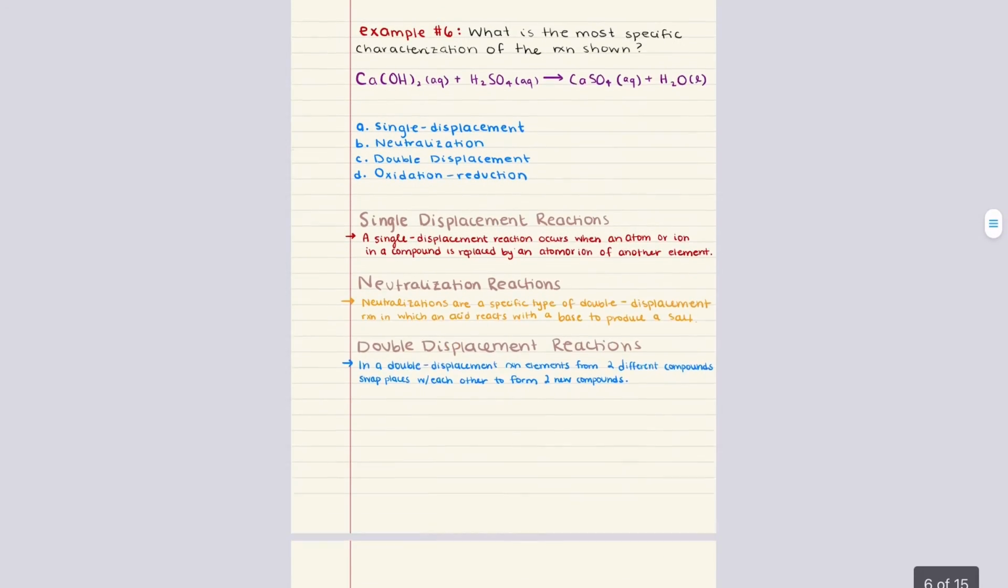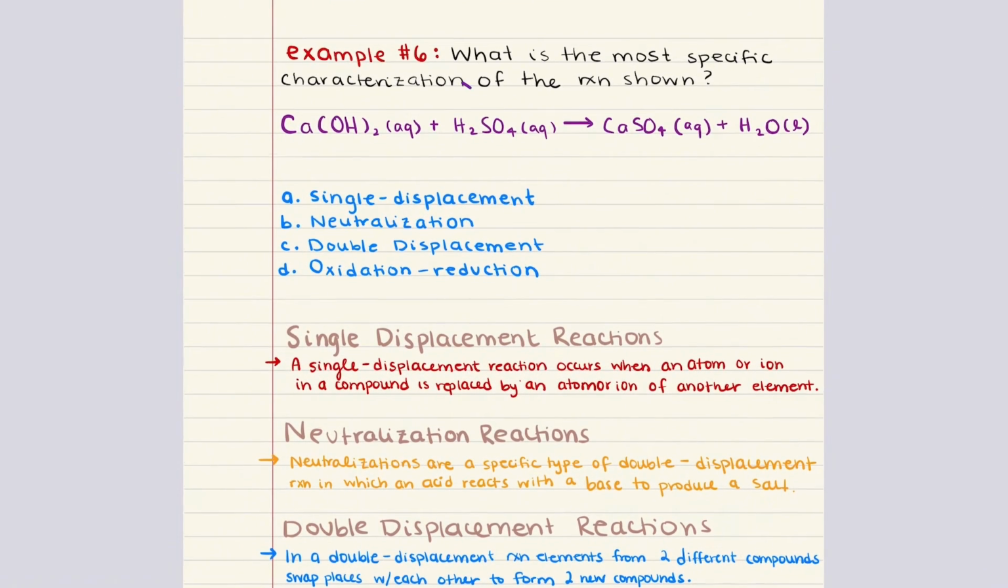Let's move on to problem 6. Problem 6 asks, what is the most specific characterization of the reaction shown? We have calcium hydroxide reacting with sulfuric acid to give us calcium sulfate and water. So what we're seeing here is a base reacting with an acid to give us salt and water. We also notice that there is an exchange of ions between the two compounds here, calcium hydroxide and sulfuric acid. We form calcium sulfate and then water.